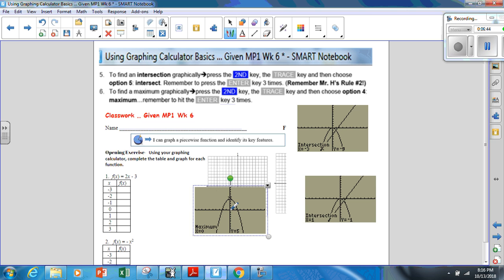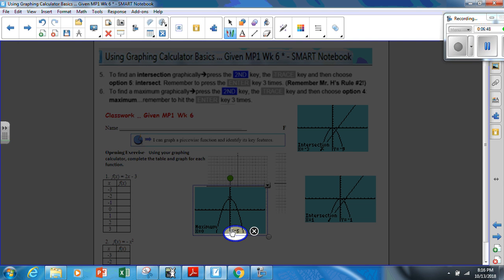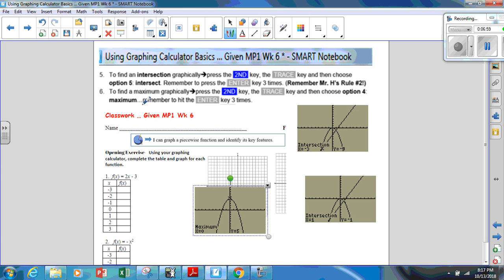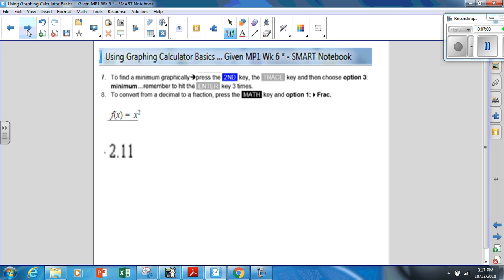Okay, very useful technique. All right, let's go on to the remaining techniques. These cheat codes are very helpful. Now, to find the minimum graphically, we just found the maximum, now let's find the minimum.